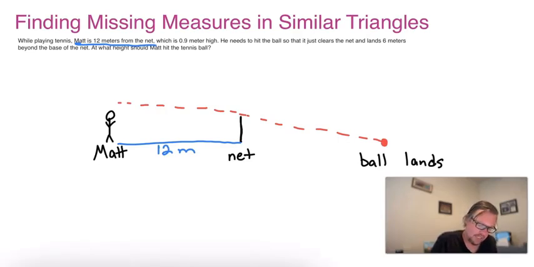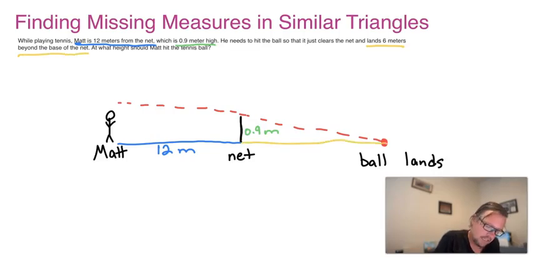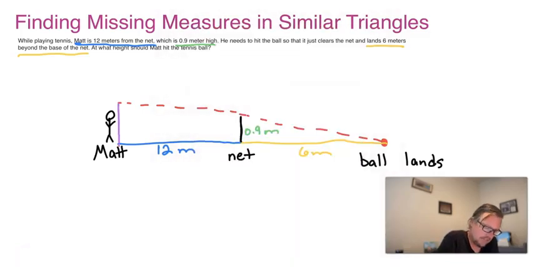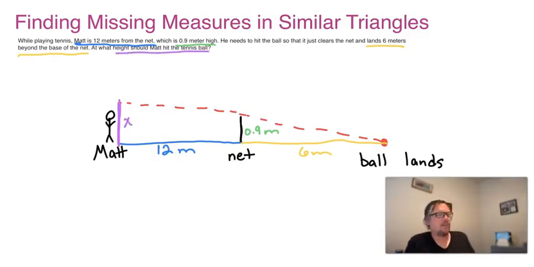And then the next thing in the problem, it says the net itself is 0.9 meters high. We hit the ball so that it just clears the net and it lands, here's the next thing, 6 meters beyond the base of the net. So the ball's going to land 6 meters over here. And then the thing that we want to know is, I'm going to need a different color here, at what height should he hit the tennis ball? That's the thing that I don't know.